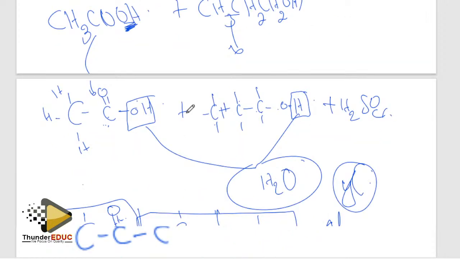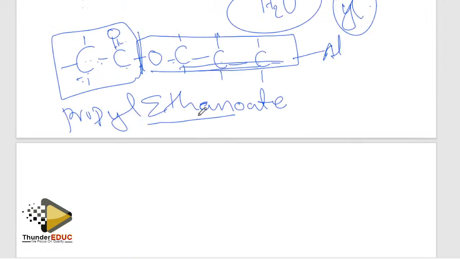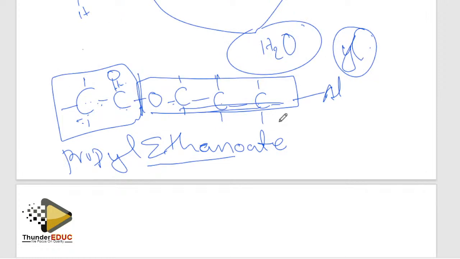Sir, when naming esters, don't we write alcohol first? Oh, yes, I did write alcohol first. Yeah, it's propyl. Remember, it's the alcohol here, propyl. And then the main chain must be the end. Dineo, I think I've answered your question.